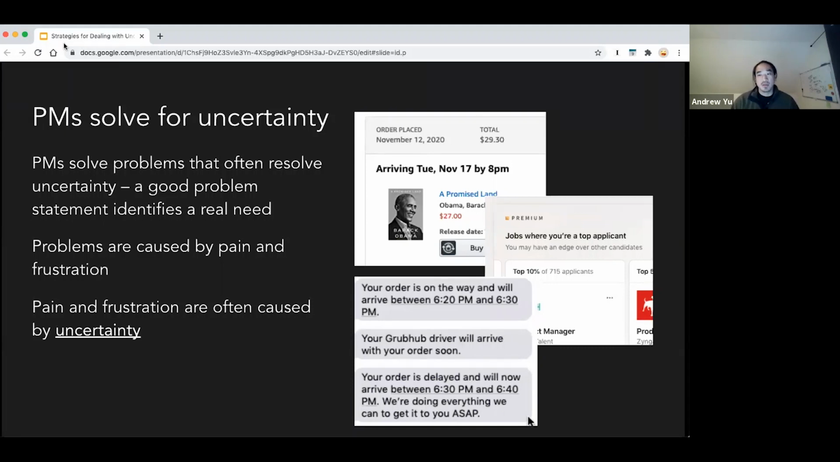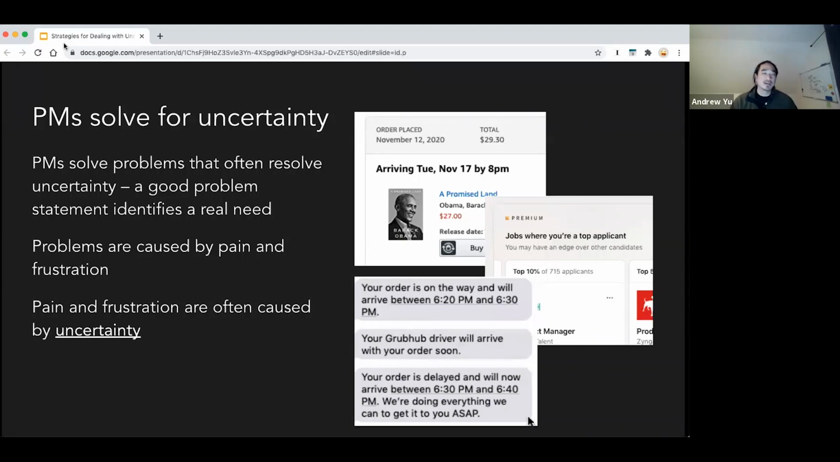Same thing with this LinkedIn job application over here on the right. It shows me I'm in the top 10% of this job, so it gives me a little bit more certainty that I should apply for it, right? Another example is this text message I got from Grubhub that not only says this meal will arrive within this 10-minute time frame, but when it gets delayed, they give me another update, right? So a big chunk of the time when we're solving for people's problems as product managers, we're actually solving for uncertainty.